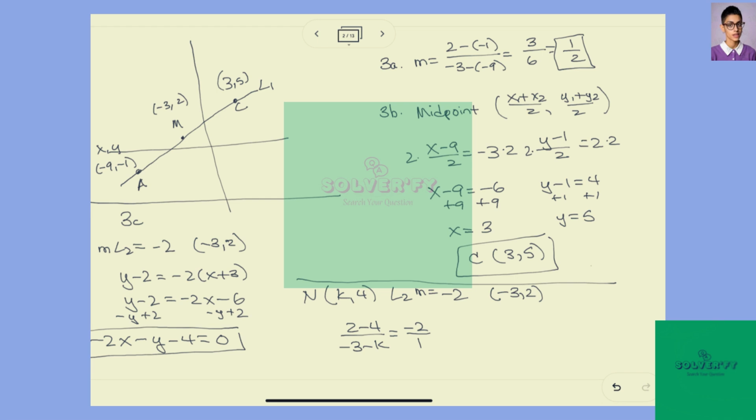I'm going to clean this up just a little bit. 2 minus 4 is -2 over -3 minus k, and that's equal to -2 over 1. Now just cross multiply. So you have -2 times 1, which is -2, equals -2 times -3, that's +6, plus 2k. That gives me -8 equals 2k. k is equal to -4. And there you have all your answers.